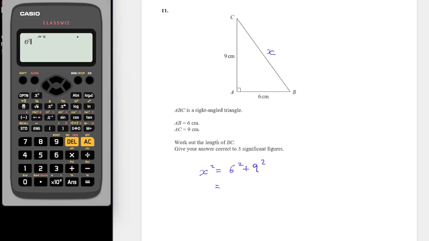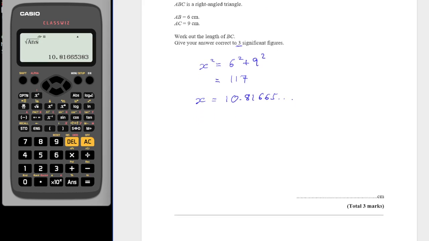So 6 squared plus 9 squared is equal to 117. So x is going to be the square root of that. So x is going to be equal to square root of the answer. So 3 root 13, which as a decimal is going to be 10.81665..., the dots just imply that I haven't rounded. I've just written some of the answers. I want it to 3 significant figures. So first significant figure, second significant figure, third significant figure. So we're looking at 10.8.